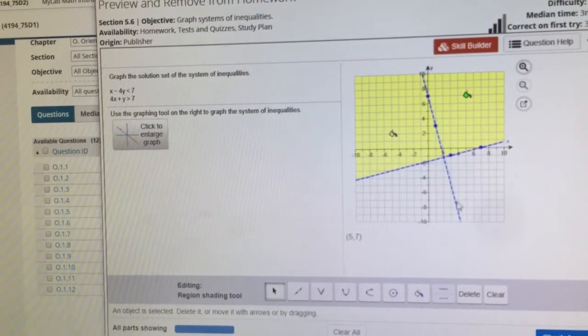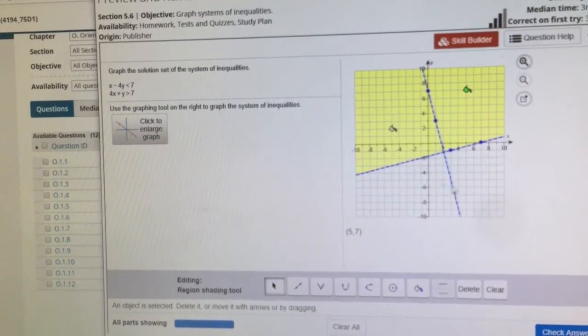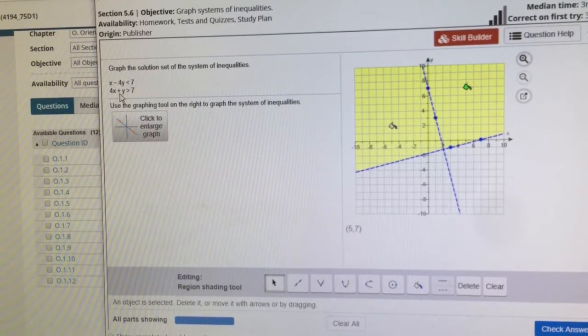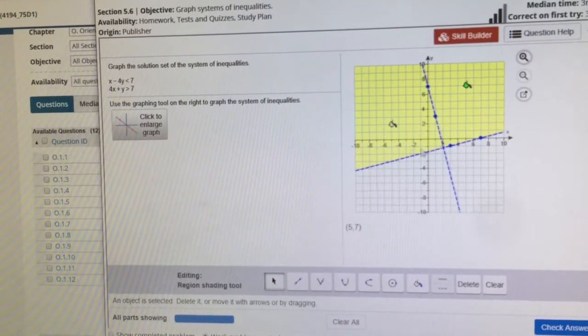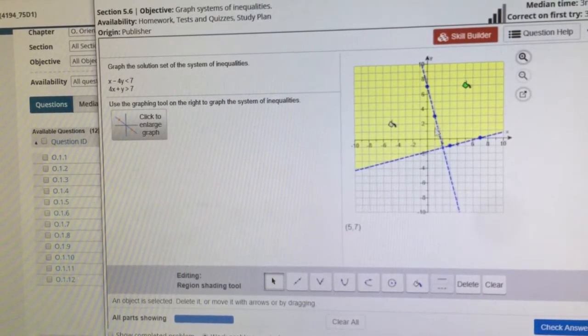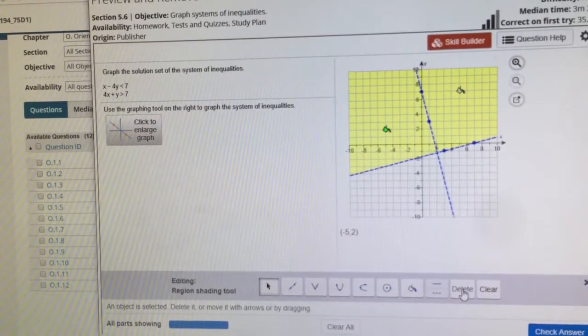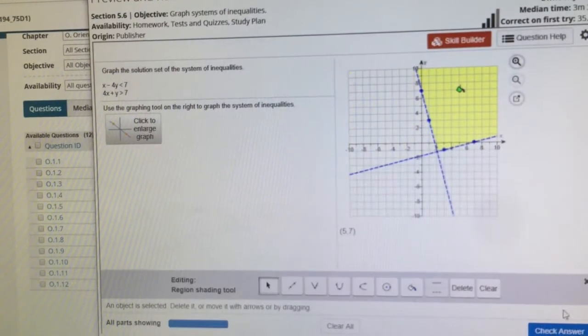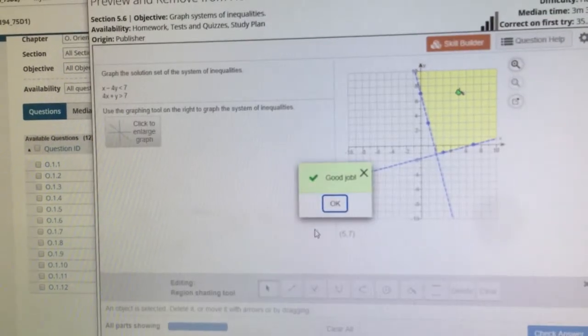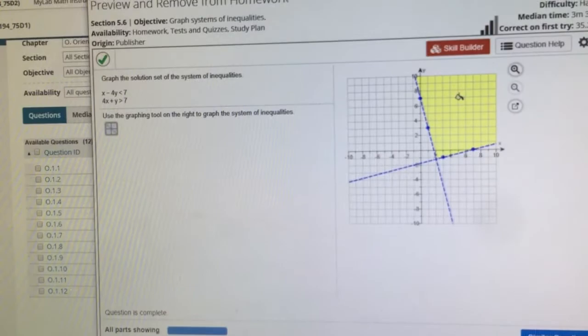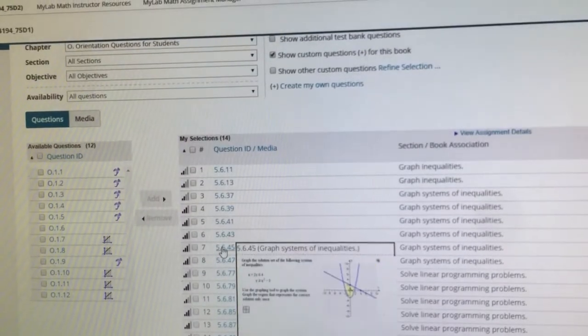Okay, now on this second line we drew. Okay, 0 plus 0 is 0. Is that greater than 7? No. So my test point fails for that line, which means this side cannot be shaded. So I'm going to highlight it and delete it off. And there you go. It should be good. All right, good job. All right, we're going to go down to number 7.